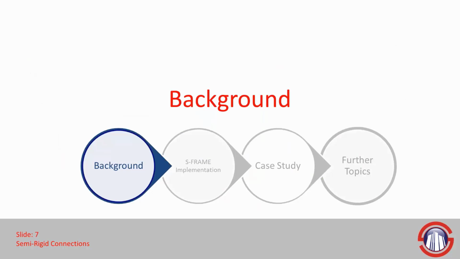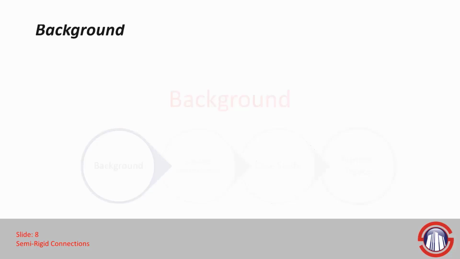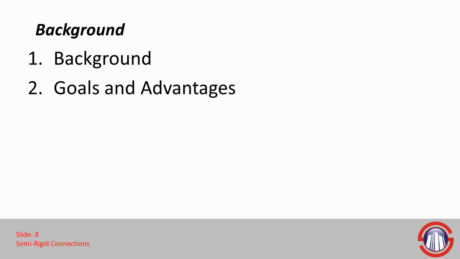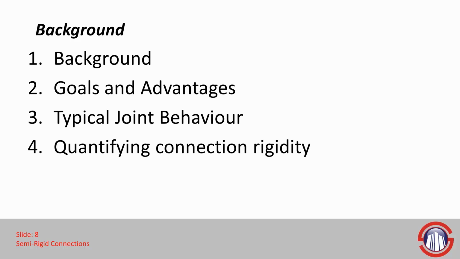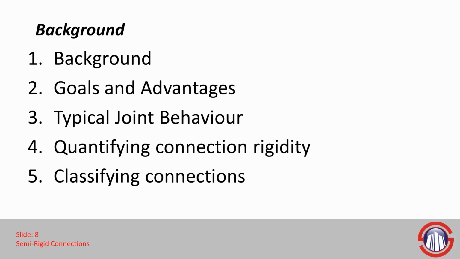So let's start with a bit of background into what semi-rigid connections represent. We'll look at a background as well as some goals and advantages, some typical joint behavior, if such a thing exists. Also, how do we actually define something as being rigid, or a connection as being rigid versus non-rigid? How do we classify these? So we have a few different topics to get through.